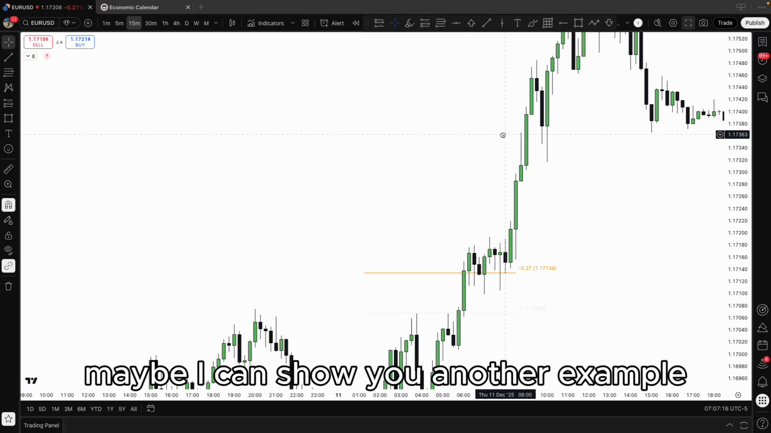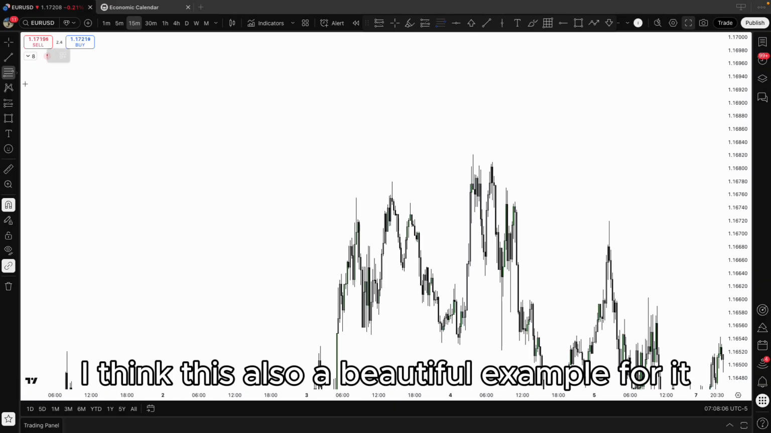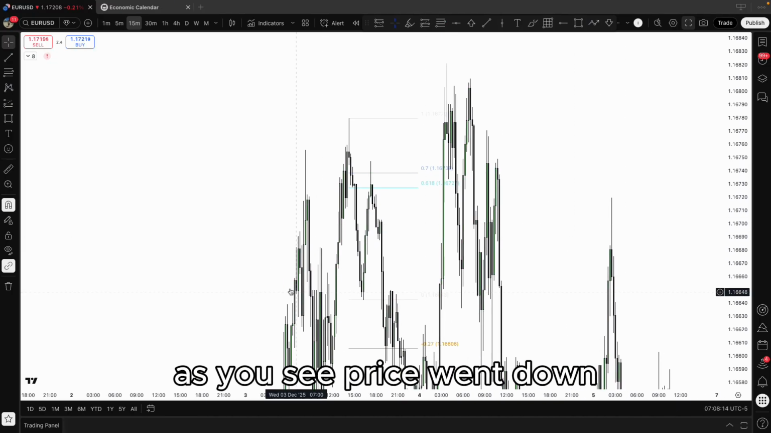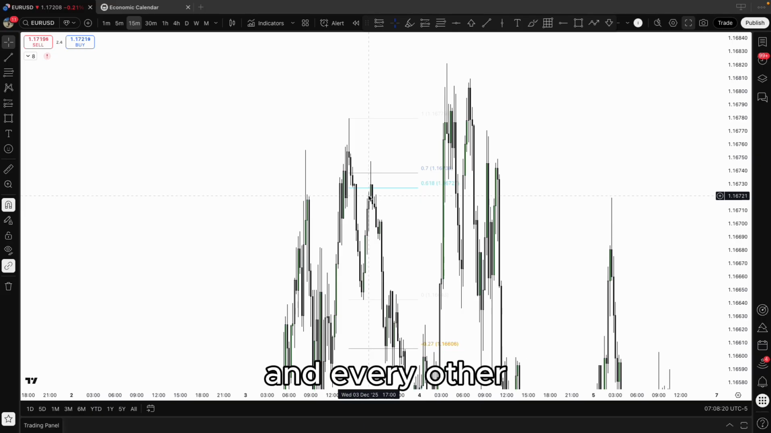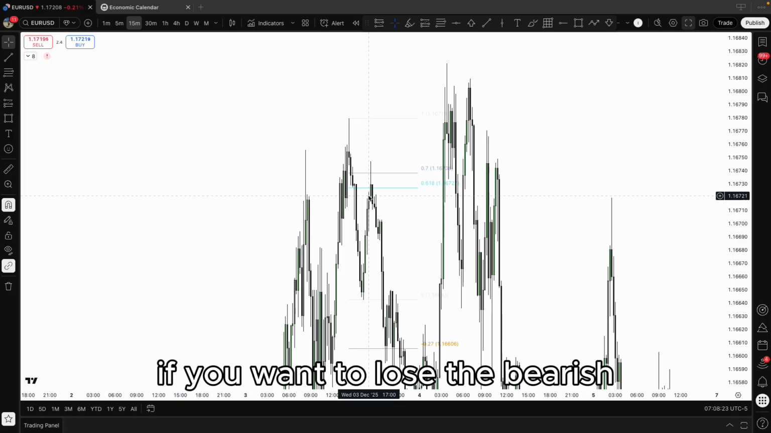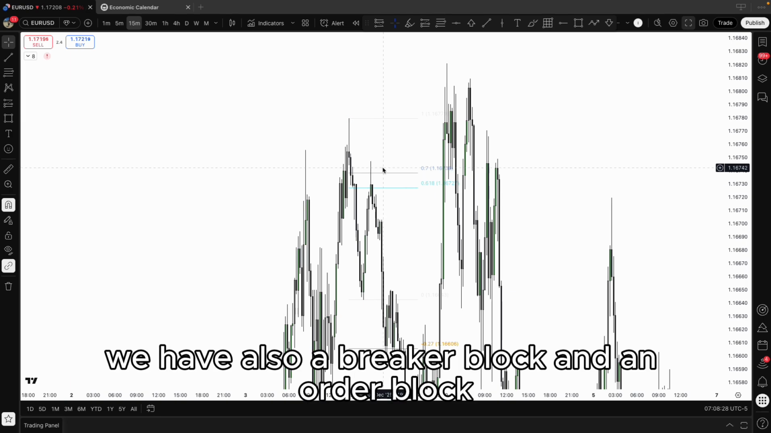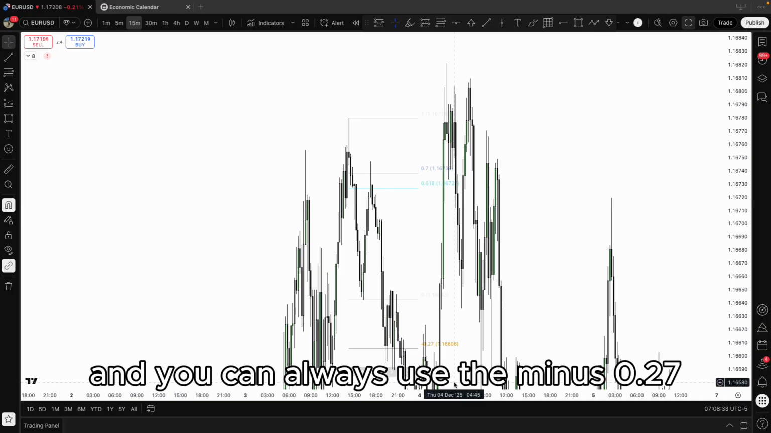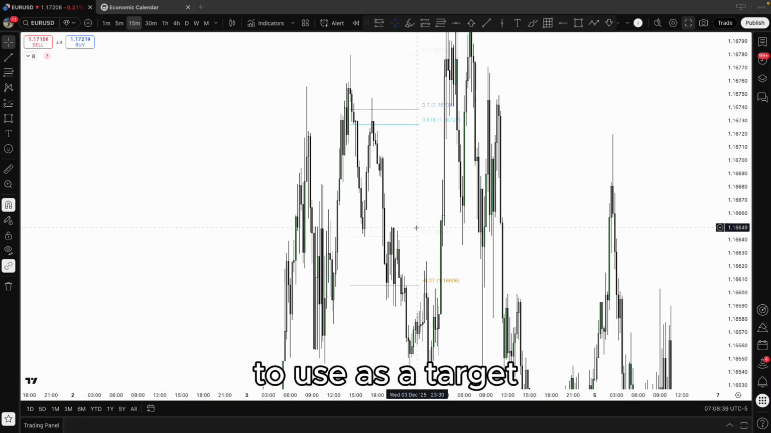Maybe I can show you another example, but on the bearish side. I think this is also a beautiful example, right around here. As you see, price went down, retraces up. The Fibonacci can of course only be used if your bias and every other technical analysis is on the bearish side. Price retraces to the Fibonacci and went down. And of course we also have a breaker block and an order block right here to mitigate price lower. And you can always use the minus 0.27 as a target.